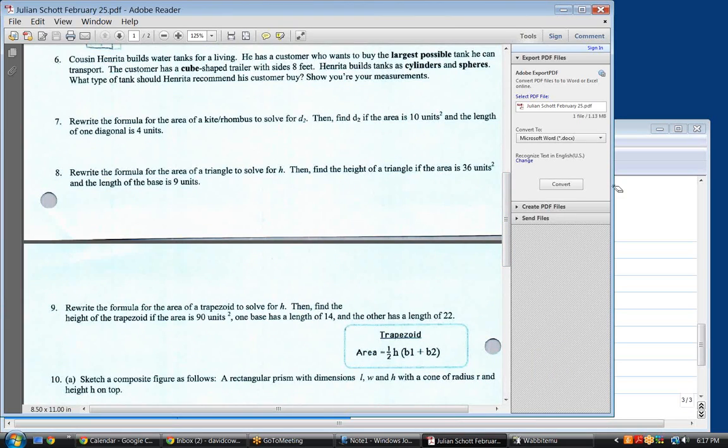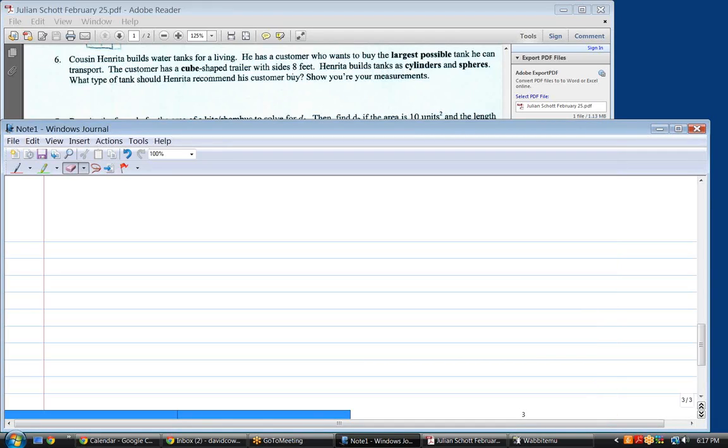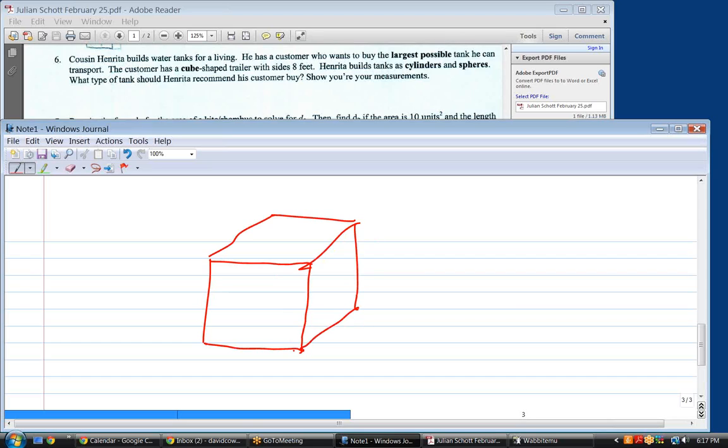Okay, you want the largest possible water tank he can transport, and it's got to fit into this cube-shaped trailer. This one kind of confused me. Well, it's not that hard. I should have left my cube up there. There's the trailer.